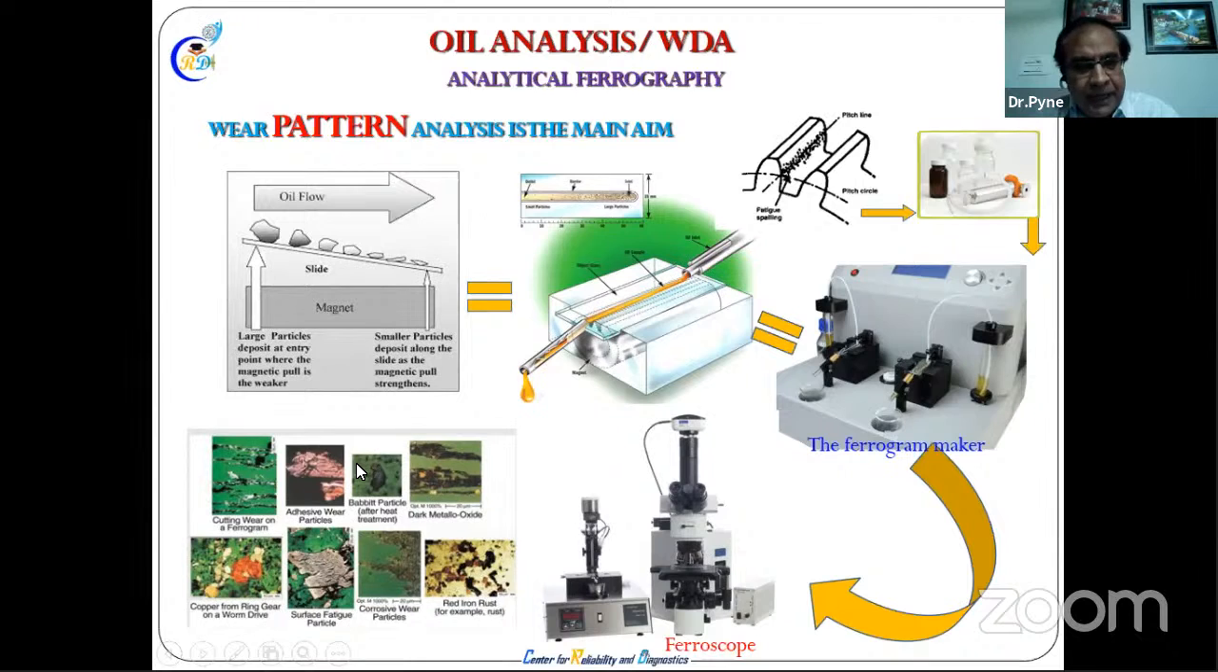Okay, and after that we get a picture like this. Different types of particles will give you different types of symbols, and from this symbol, knowing where the particle is coming from, the equipment design, its parts, its components, we can find the bearing.